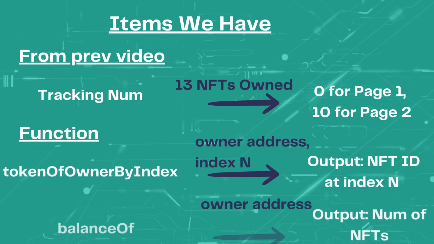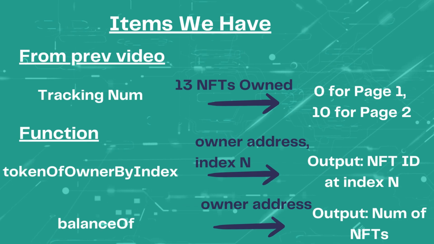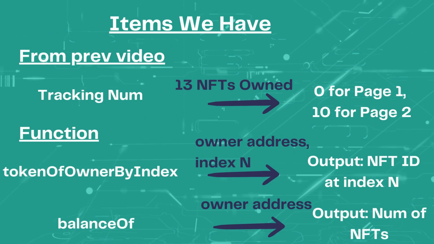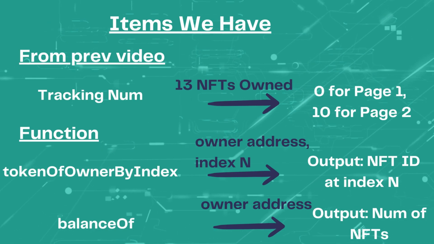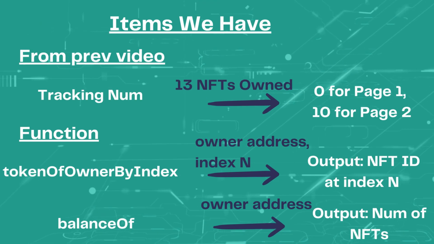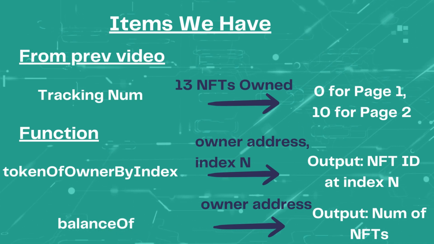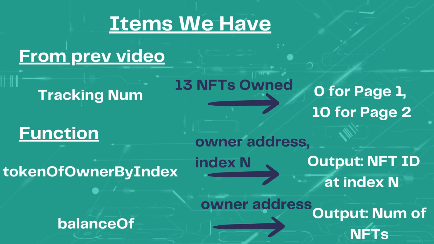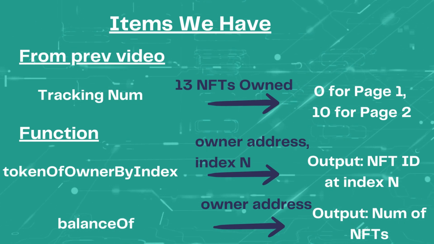We also have 2 functions we can use. One is the token of owner by index. If we provide the owner's wallet address and the index n of the NFT we want, it will output the NFT ID at index n. We also have the balance of function. This gives the total number of NFTs a user owns, which in this case is 13.